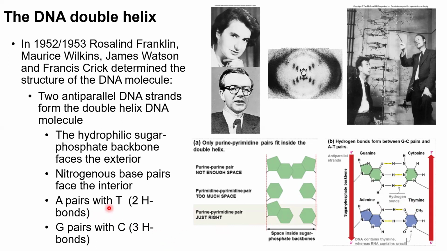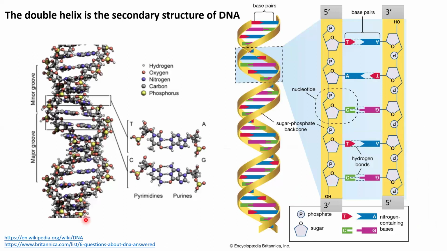And what was seen is that adenine paired with thymine with 2 hydrogen bonds, and then with guanine and cytosine, there were 3 bonds together. And what they realized was that the double helix itself is actually the secondary structure of the DNA. The double helix is the secondary structure for DNA, and we see that with these structures shown here.